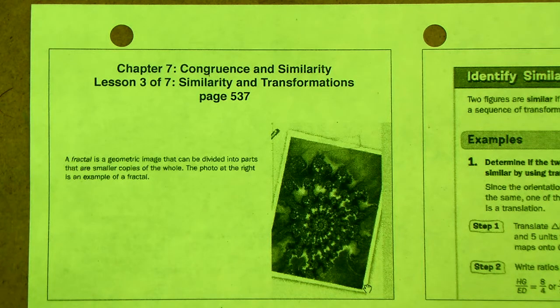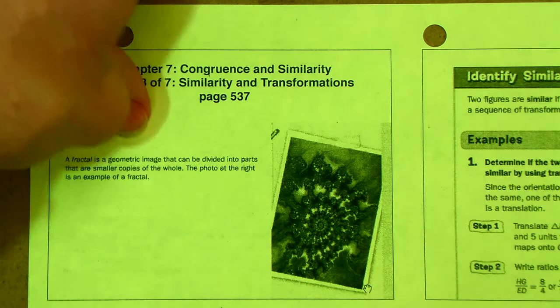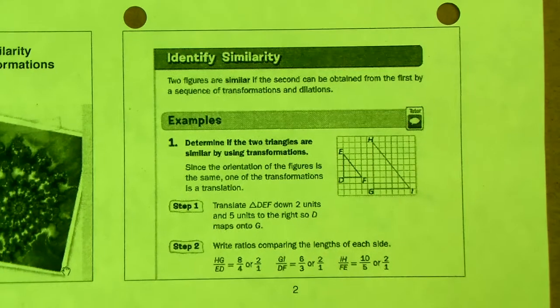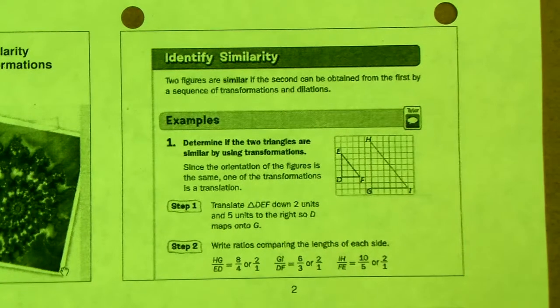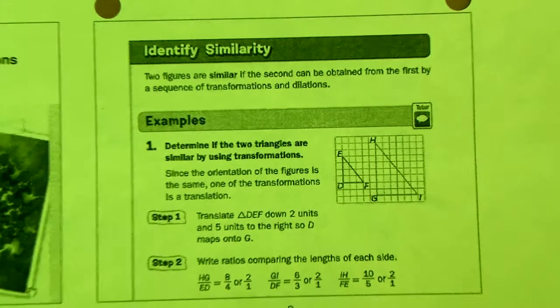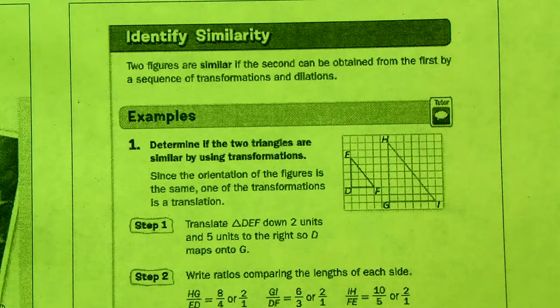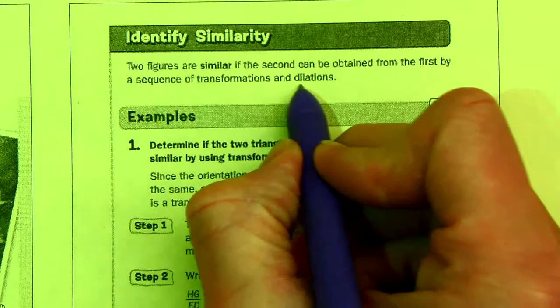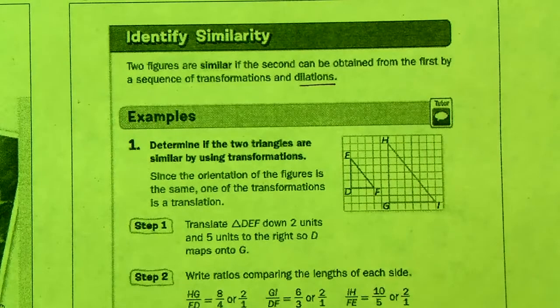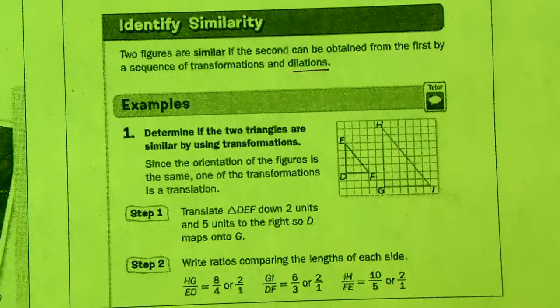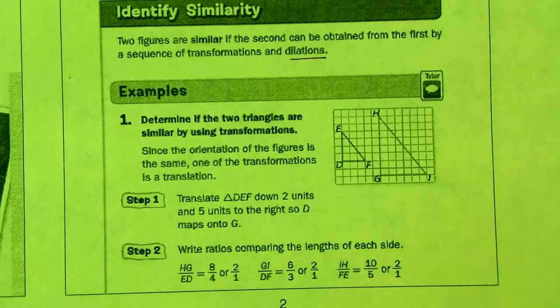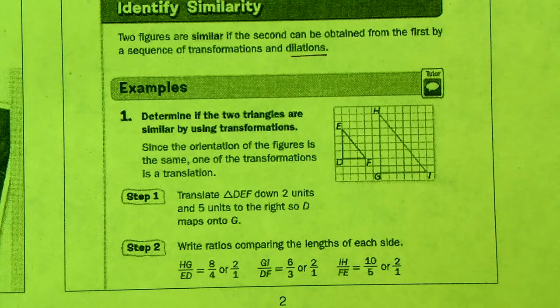Okay, so similar. How do we identify similar figures? Well, they're similar if you can obtain the second by a sequence of transformations and dilations. So it includes the dilation. How do we determine? Take a look down here at example 1. Since the orientation is the same, the transformation is a translation. So translate D, E, F down and 5 to the right, so that D maps onto G.